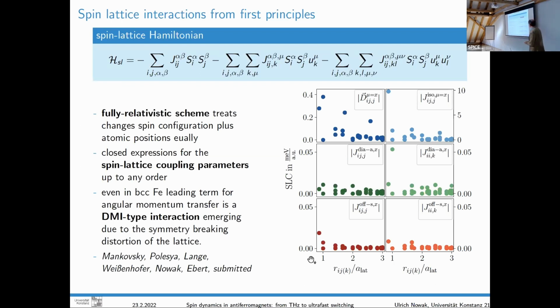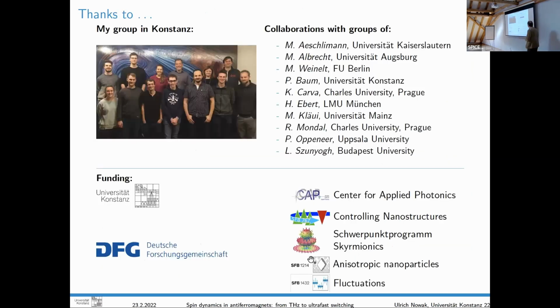Okay, and we are working on that continuously. So the next step would be to put this in our software framework to solve the coupled equations of motion numerically. But there are still some conceptual problems, and I don't have the time here to go into the details. So with that, I'm at the end.